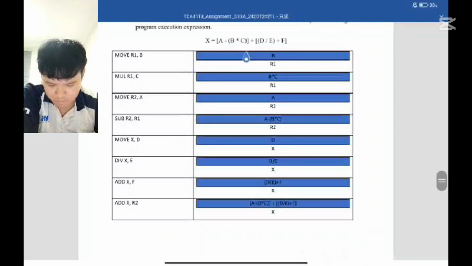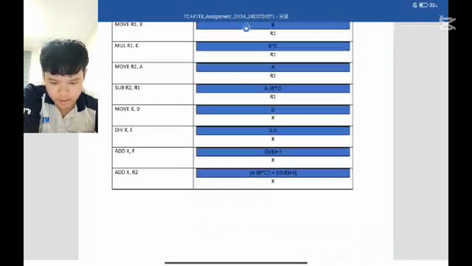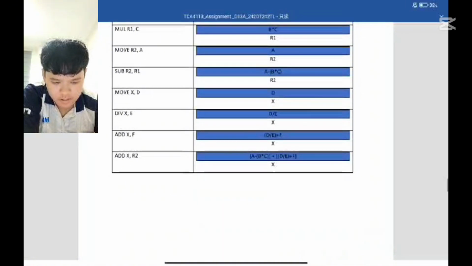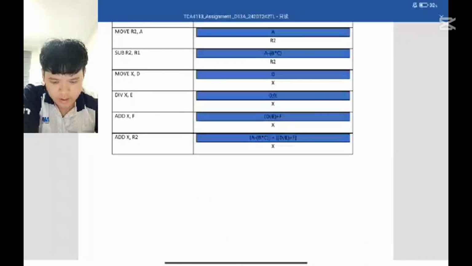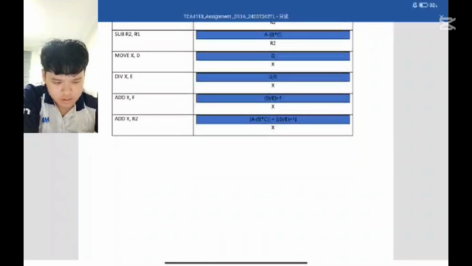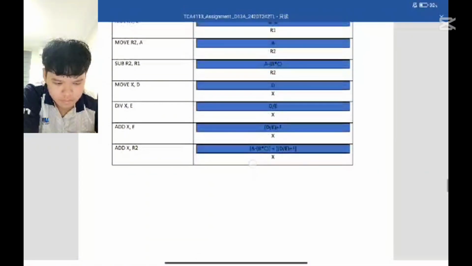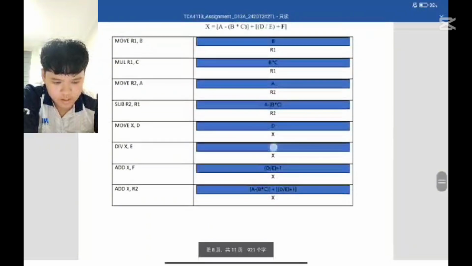So we move X, D. Now we divide X by E. Then we add X with F. So this is D divided by E plus F. And now we add X with register 2, which combines the whole thing together and gives the final answer.